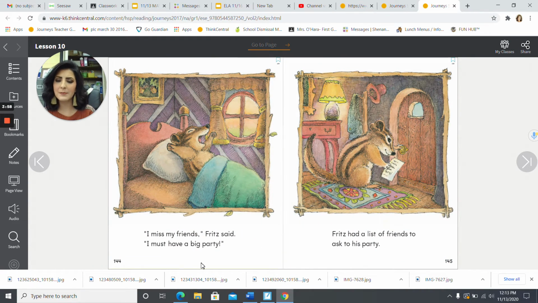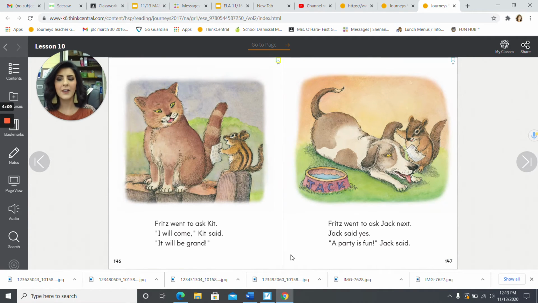It says, I miss my friends, Fritz said. I must have a big party. Fritz had a list of friends to ask to his party. Fritz went to ask Kit. So right away we see our characters. We have Fritz and right now we have Kit. So we have 2 characters. I will come, Kit said. It will be grand. Fritz went to ask Jack. Here's another character next. Jack said yes.